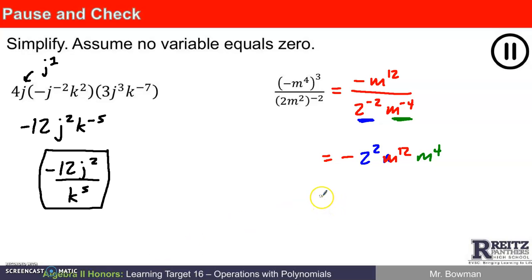So in simplifying this, I'm going to get negative 2 squared is 4. And I can combine these two m terms that are multiplied together by adding their exponents. M to the 16th. This should say negative 4 m to the 16th.